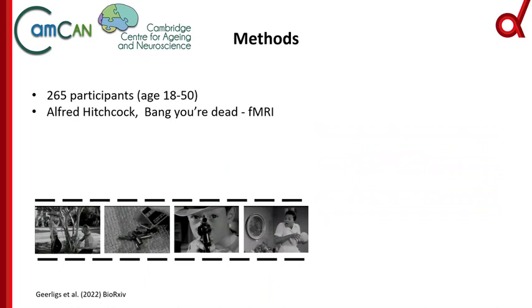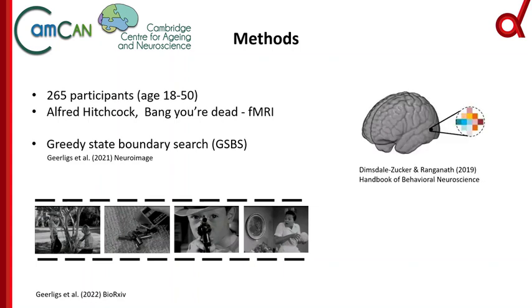We tested this with data from the Cambridge Centre for Ageing and Neuroscience. We had 265 participants. They all watched a short movie by Alfred Hitchcock called Bang! You're Dead. And we applied a data-driven algorithm that we developed specifically for this purpose, for identifying these boundaries between neural states. It's called greedy state boundary search. We applied this algorithm within a small searchlight that we moved across the cortex.